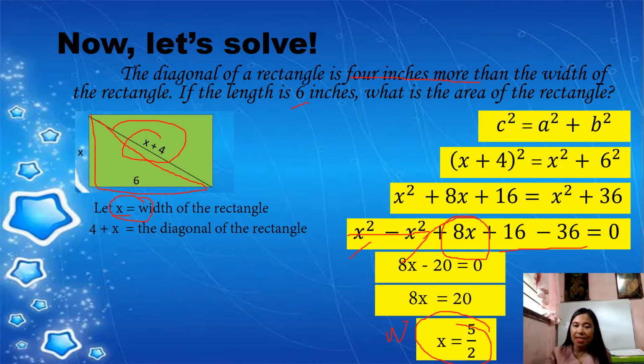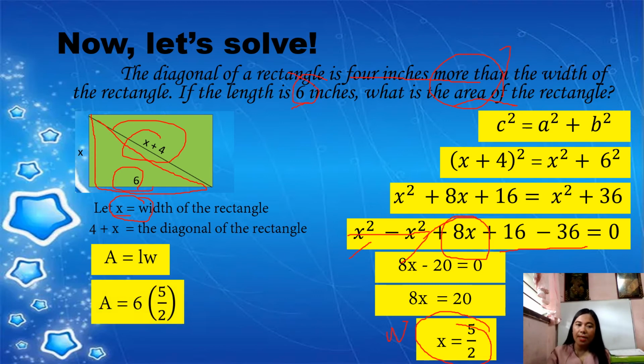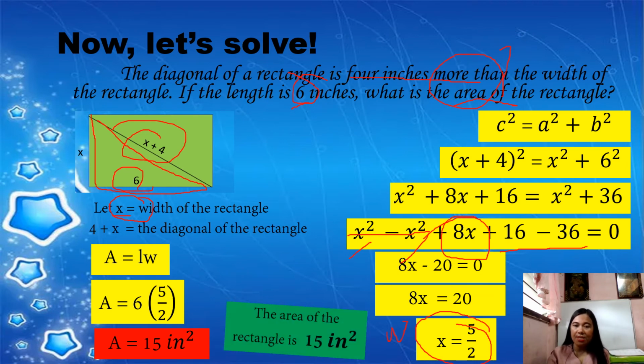However, the problem is not about dimensions. The problem is on the area of the rectangle. So if it is the area of the rectangle, then we need to use the length times width formula. Now, since we have here the width is 5 over 2 and the length is 6 from the given here, we can have 6 times 5 over 2. Now 6 times 5 is 30 divided by 2, that's 15. So therefore the area of this rectangle is 15 square inches. Okay, problem solved.